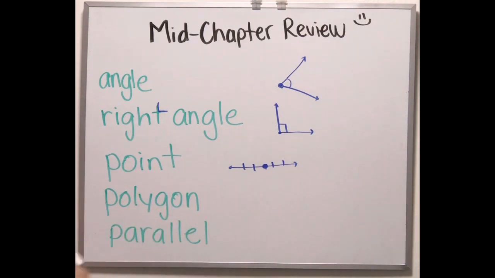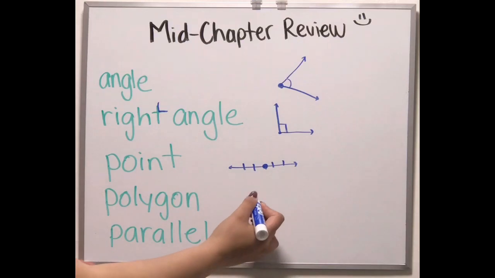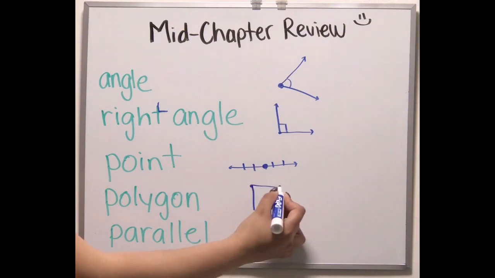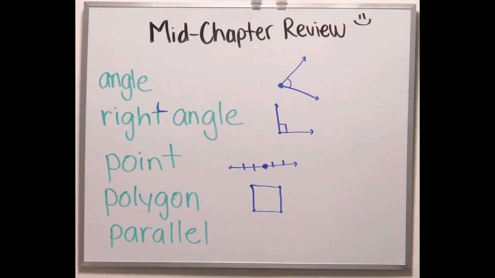Okay, so now we have polygon. Remember that polygons are always made out of line segments. Like you're going to have a square like that, but remember that your square is made out of line segments like that. And then we have parallel.